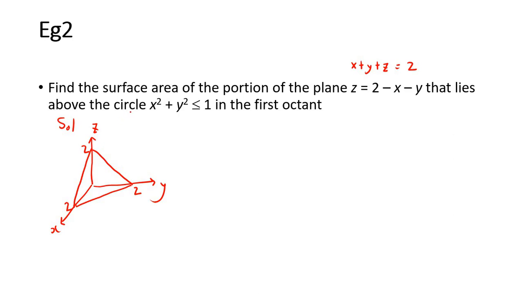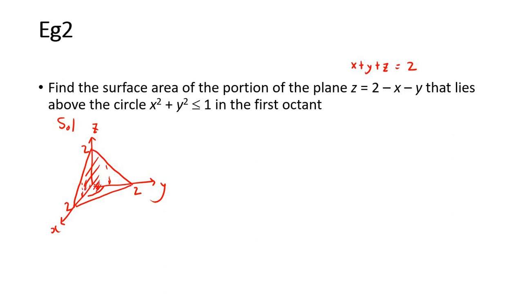But in this case, we want to find the portion of the plane z equals 2 minus x minus y that lies above the circle. This is a circle, this is 1, this is 1. So the area that we find is actually this part only, compared to the first example, where you find the whole slanting triangle.